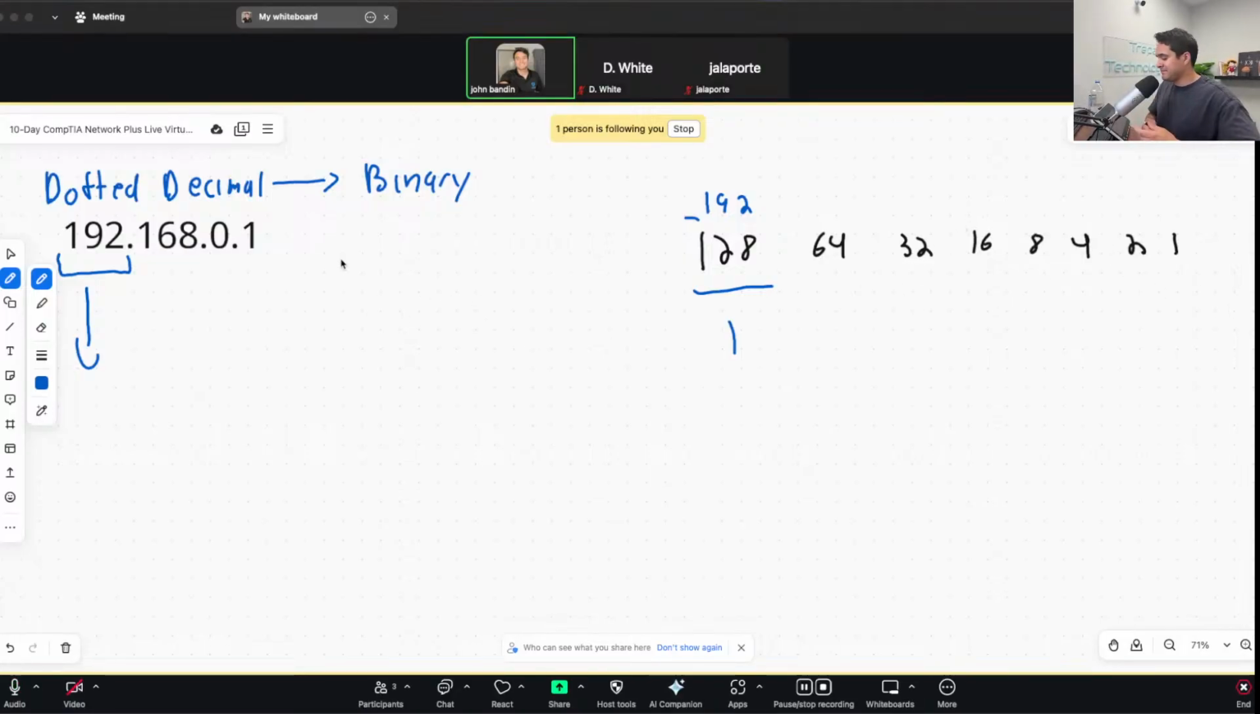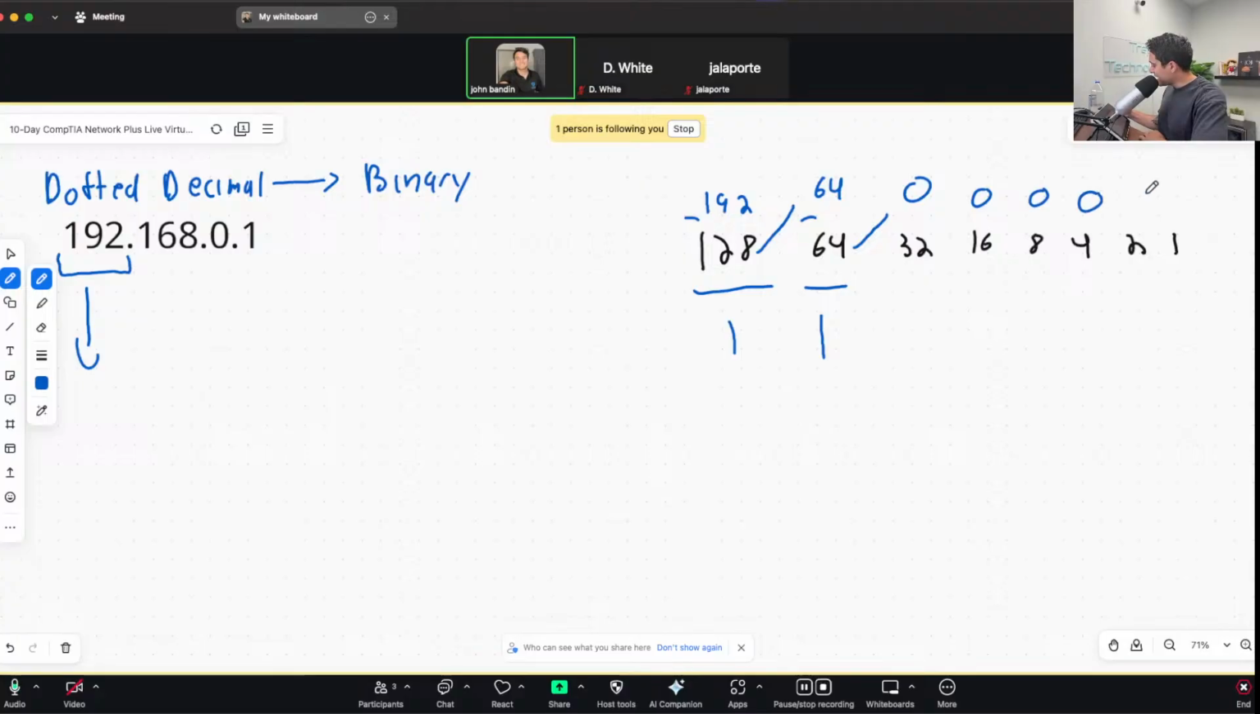Okay, moving on. So 192 is greater than or equal to 128, so then we do our subtraction. That equals 64. Now, is 64 greater than or equal to 64? Well, it's equal to. So guess what that is? An on bit, a 1 bit. And then 64 minus 64 is 0.